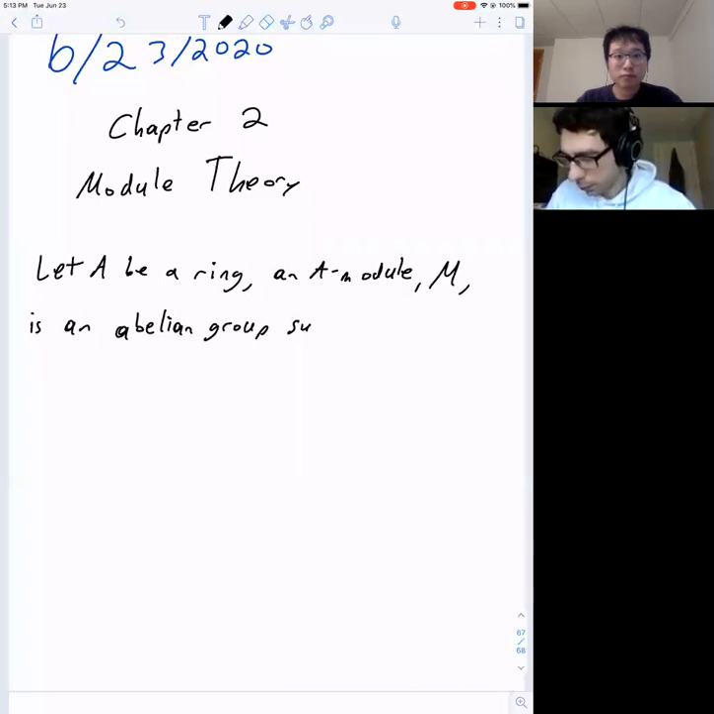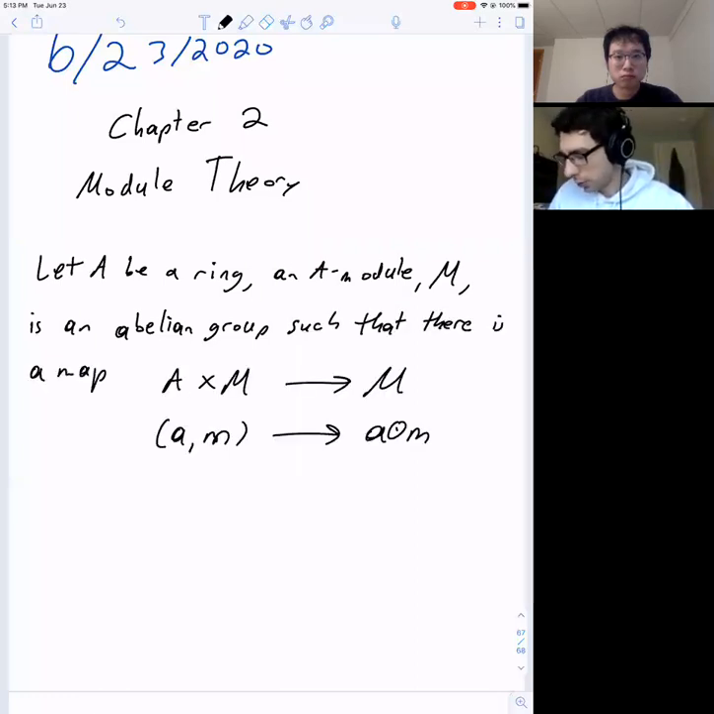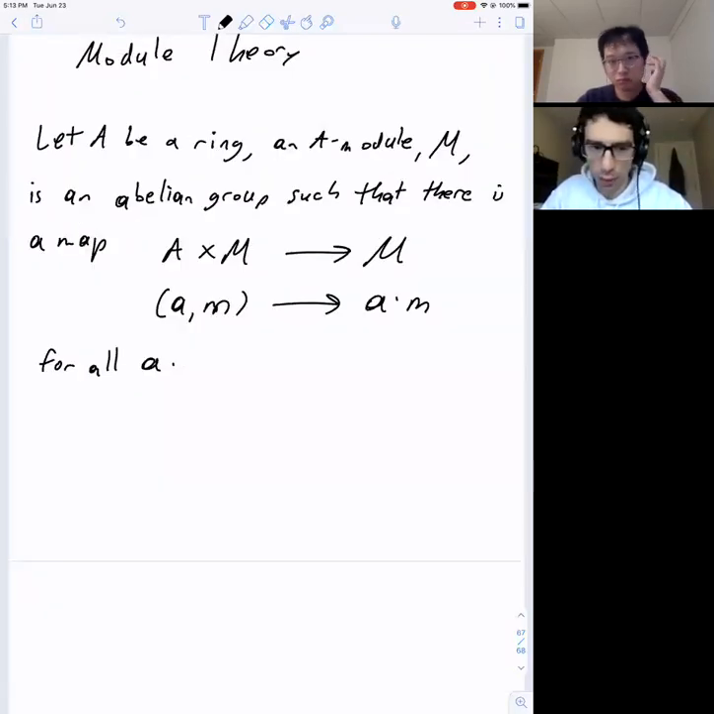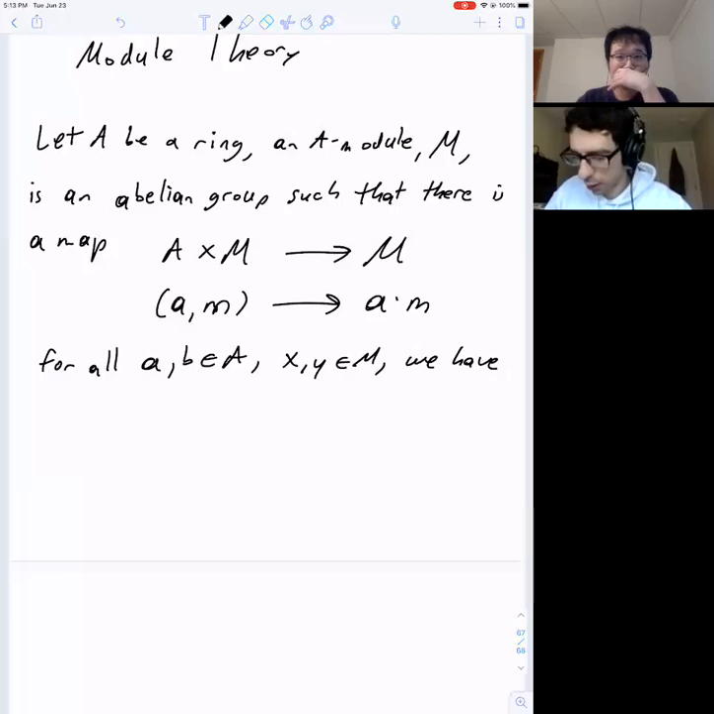So usually we denote this map like this. This multiplication just means you define an operation from the ring A on M, and you end up back in M, such that for all A and B in A and X and Y in M, we have A times (X plus Y). This distributes naturally.